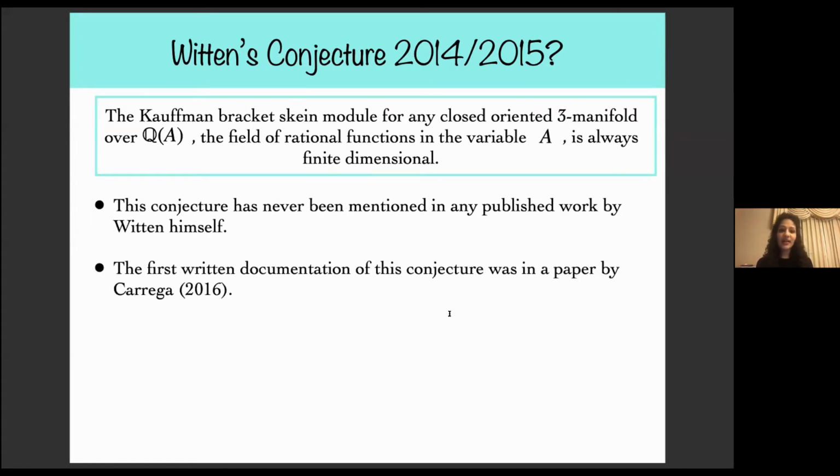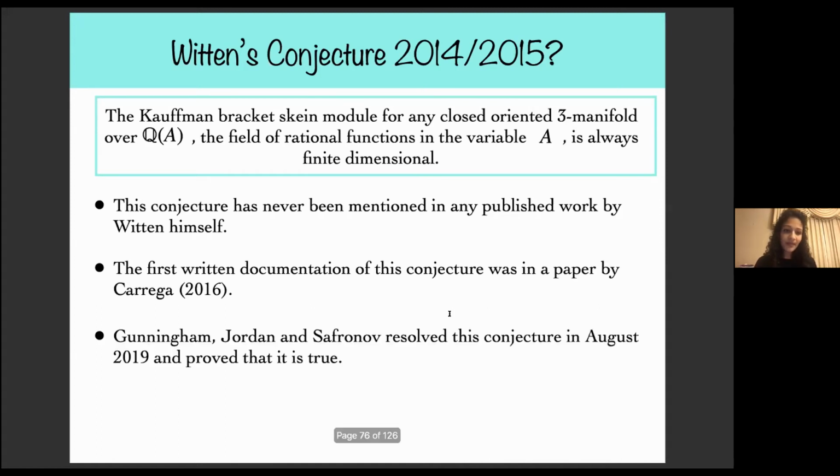The first written documentation of this conjecture was in a paper by Carrega in the year 2016, where they computed the Skein module of the 3 torus. And this conjecture was resolved in the affirmative last year in August by Gunningham, Jordan, and Safronov. And one of the tools that they used was the theorem by Joseph about the Kauffman-Brackes Skein module of the connected sum of 3 manifolds.